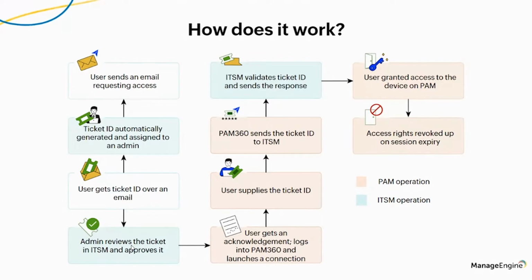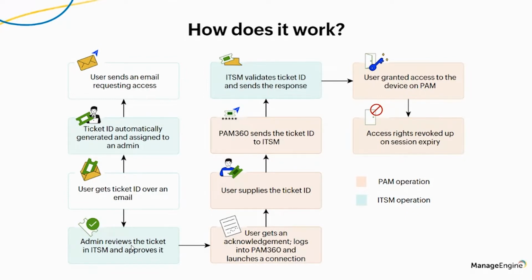The user will log into PAM to launch remote access, to launch an SSH session into that Linux box. And when they try to launch the Linux session, they will be prompted for the ticket ID or the change ID or the incident ID, based on which module was used for this. So when the user supplies the ticket ID, the PAM solution connects to your ITSM solution. It basically triggers a REST API call to retrieve the ticket details.